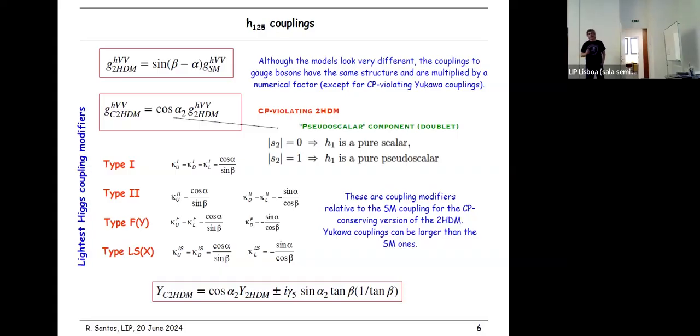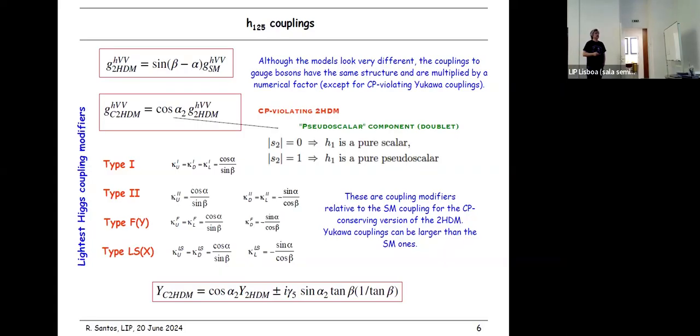Now, regarding the couplings, they are not that different. They have the same Lorentz structure. If you remember the coupling of the Higgs to the gauge bosons, you have this coupling multiplied by some sines of angles, it doesn't matter what they are, and you get the 2HDM coupling. And if you go to the complex version, you also get just another factor. So all these modifiers of the couplings to the gauge bosons are just functions of angles.